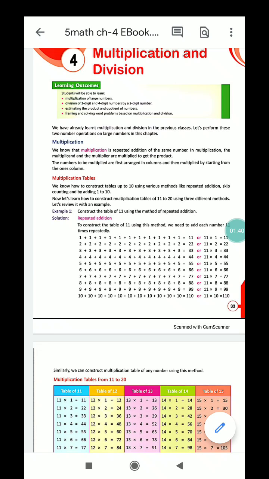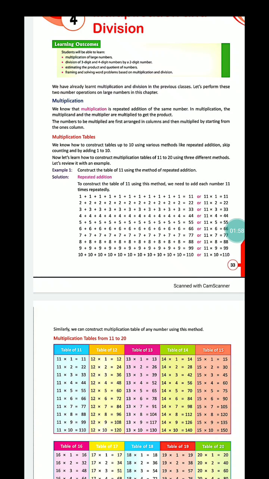Now, in multiplication, the multiplicand and the multiplier are multiplied to get the product. The numbers to be multiplied are first arranged in columns and then multiplied, starting from the ones column. As we know from addition and subtraction, first of all we have to arrange the numbers in columns or in periods. Now, the multiplication table. How will we make a multiplication table? We know how to construct tables up to 10 using various methods like repeated addition, skip counting and by adding 1 to 10.